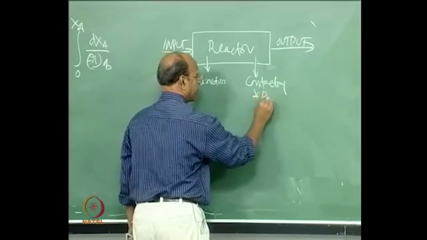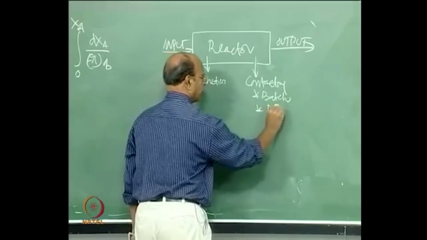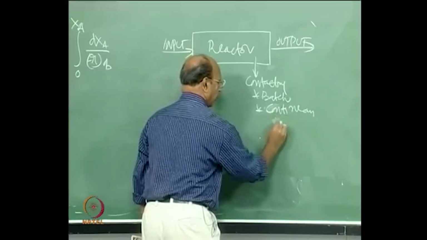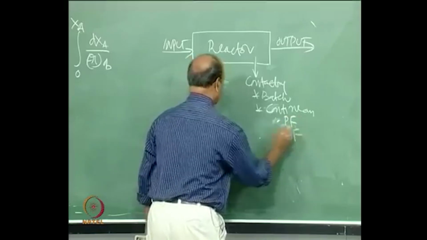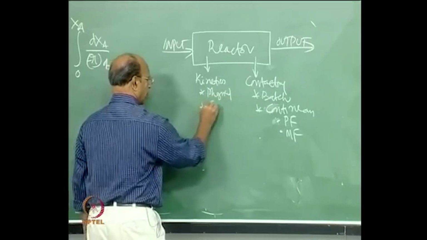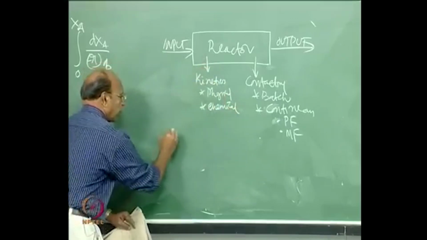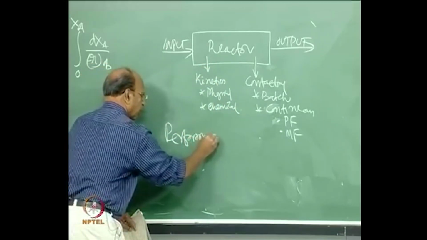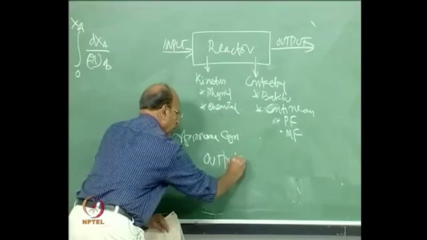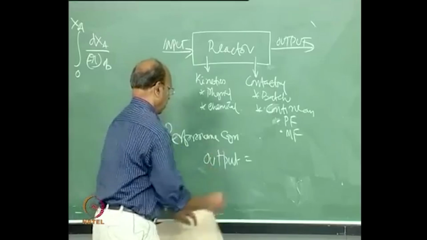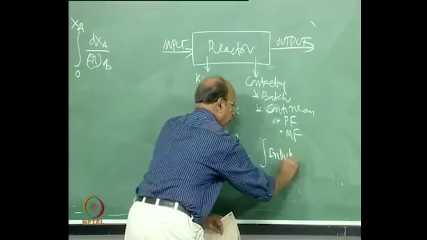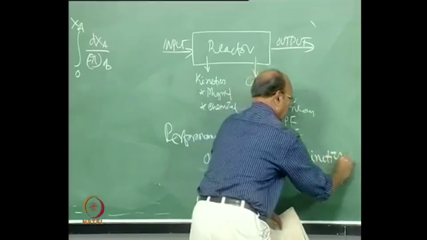Here I have batch, continuous, then we have PF, MF, here we have physical, chemical. So the performance equation, output, okay Shekhar, remember, is a function of kinetics and contacting.